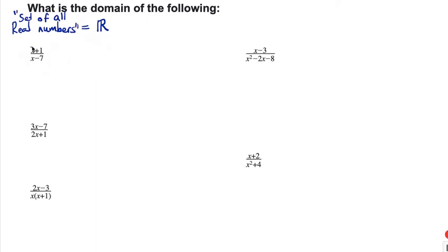So we can say that for the domain of this, x is an element of R. This symbol here means "is an element of." So x is in the set of all real numbers, but x is not equal to 7. All right, so there's our domain. We just wrote it in shorthand. I'll put that in there as well: this symbol here is defined as "is an element of."